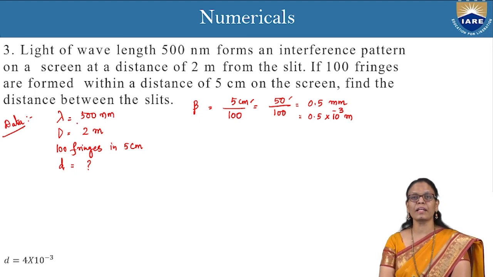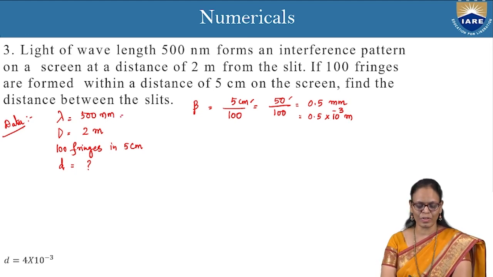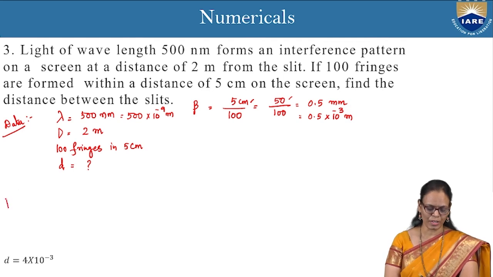And lambda is again given in nanometer, so we will write it in meter. 1 nanometer is 10 power minus 9 meter. So 500 into 10 power minus 9 meter. Now write the formula for d.